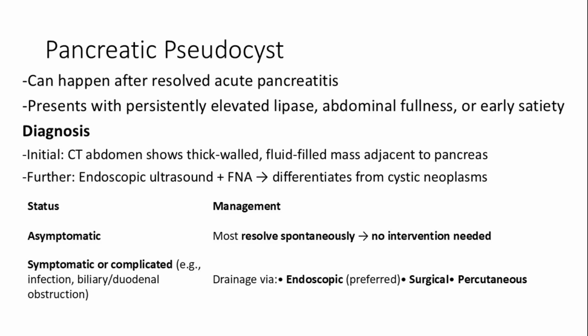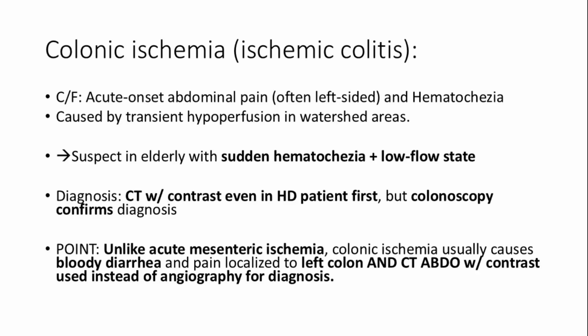This can be done endoscopically, which is the preferred method, or via surgical or percutaneous approaches depending on the clinical scenario. Ischemic colitis typically presents with acute onset abdominal pain, often localized to the left side, accompanied by hematochezia. It is caused by transient hypoperfusion, especially in the watershed areas of the colon where blood supply is most vulnerable. You should suspect this condition in elderly patients, particularly those with sudden onset of hematochezia in the setting of a low-flow state, such as hypotension, volume depletion, or during dialysis.